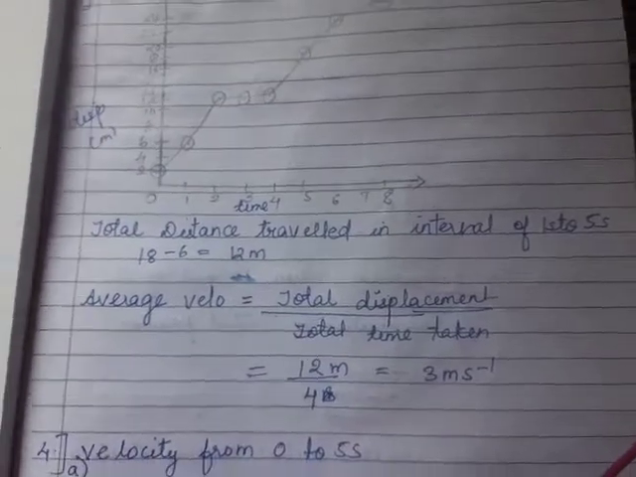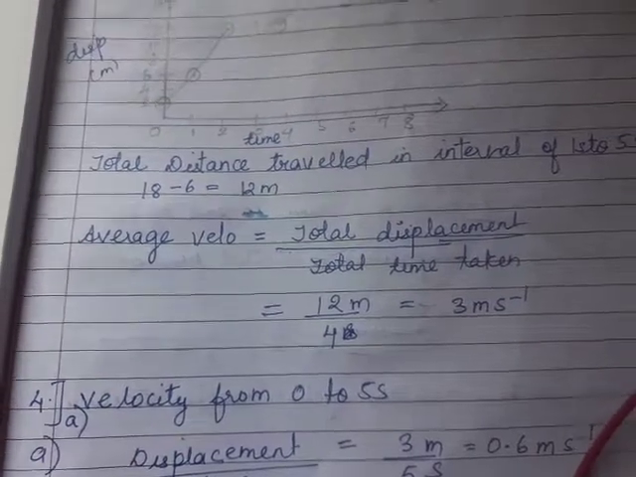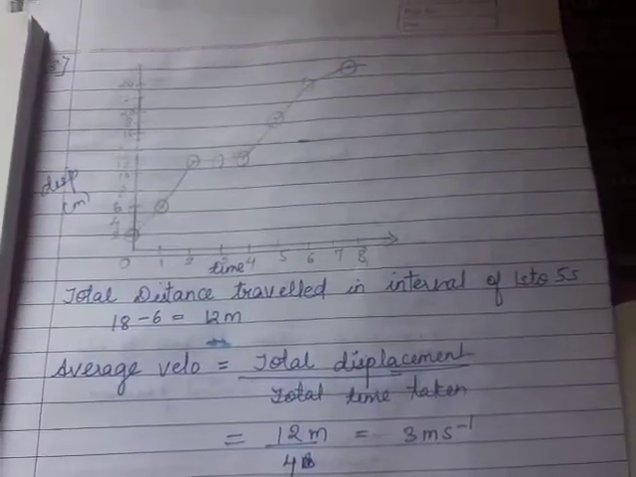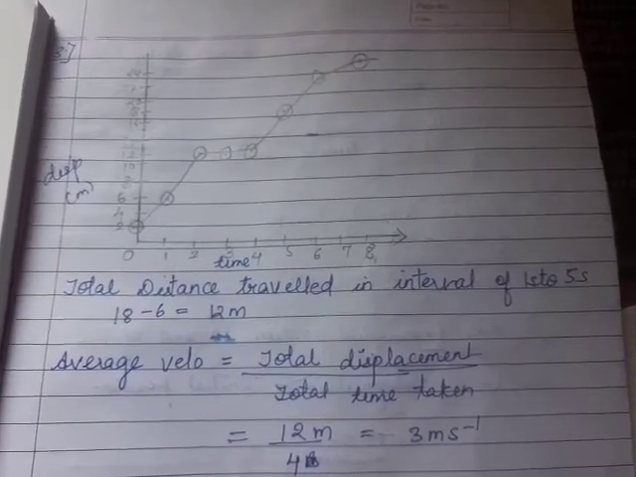Okay. Now let's go to the next numerical. I hope you understood. So I got the total distance as well as the average velocity from this graph itself. So this was numerical number 3. I hope it is clear. Now let us go to the 4th numerical.